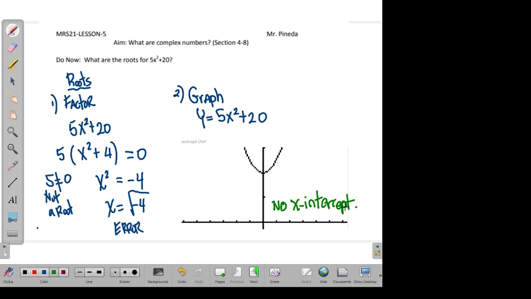The answer is yes. Because somebody made a promise. And the promise is that you're always going to have a solution for polynomial functions. How many solutions should you have? 2. The degree is 2. So your expectation is to find 2 answers. So let's write that down. Degree is equal to 2.